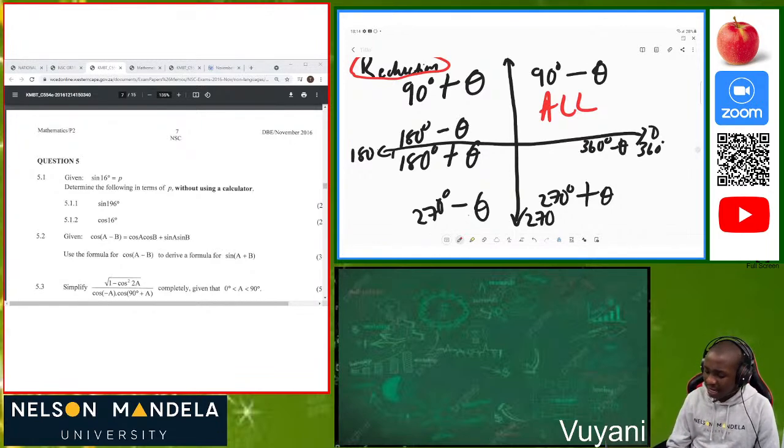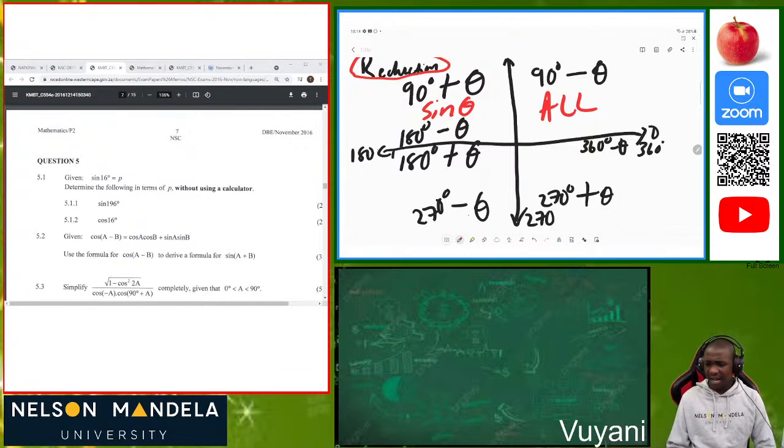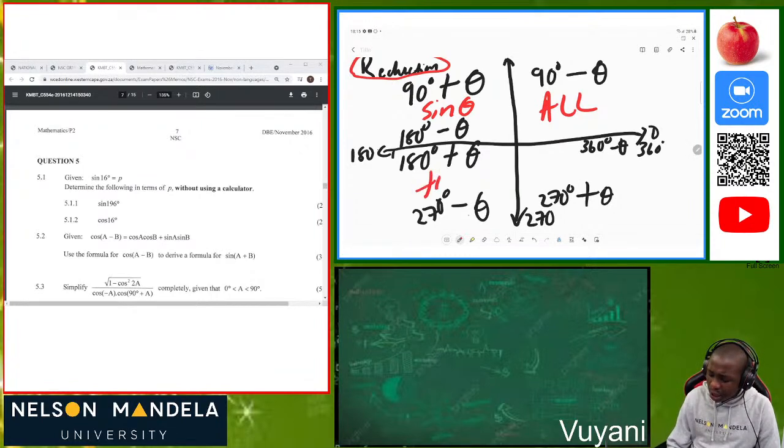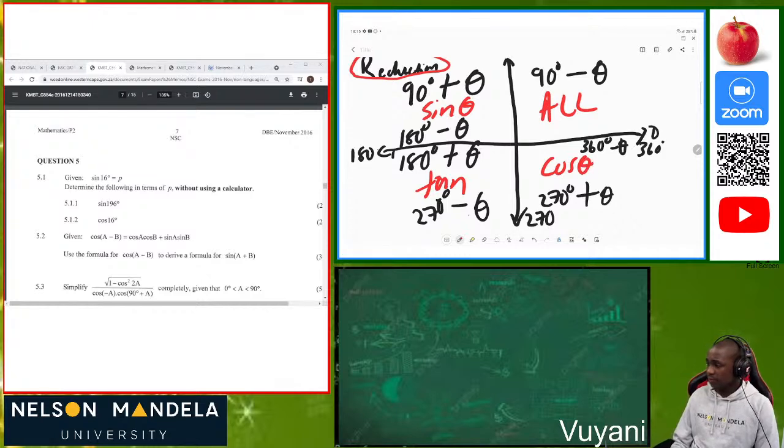In the second quadrant, only sine of theta is positive. In the third quadrant, only tan of theta is positive. And in the fourth quadrant, only cos of theta is positive.